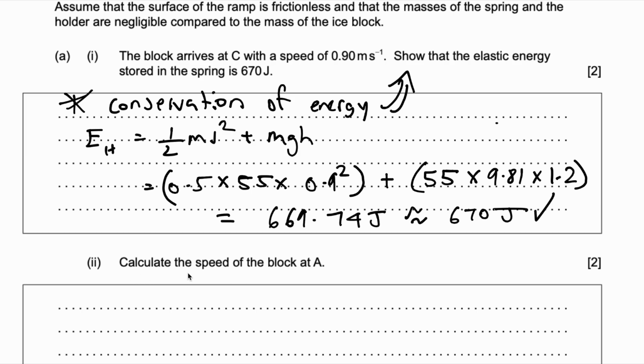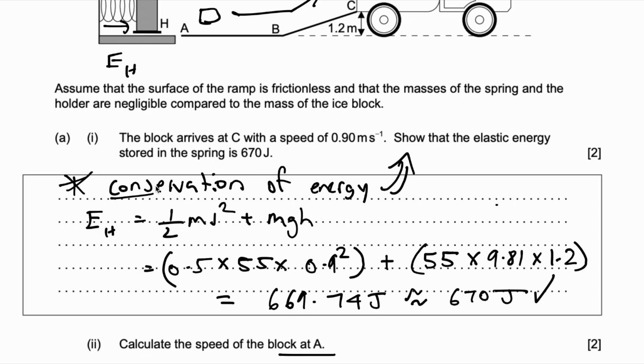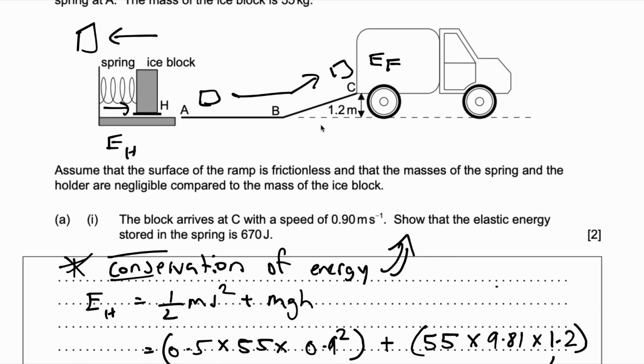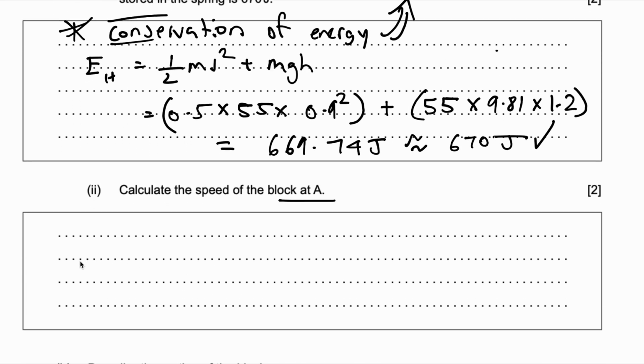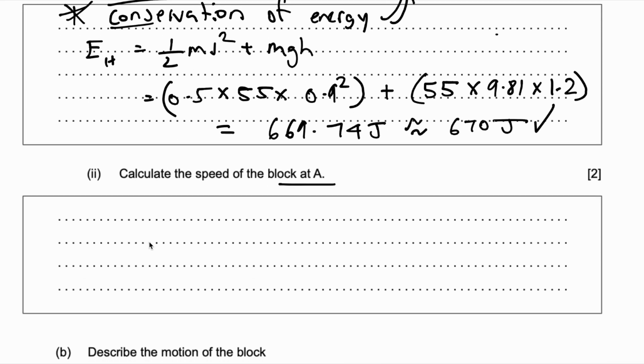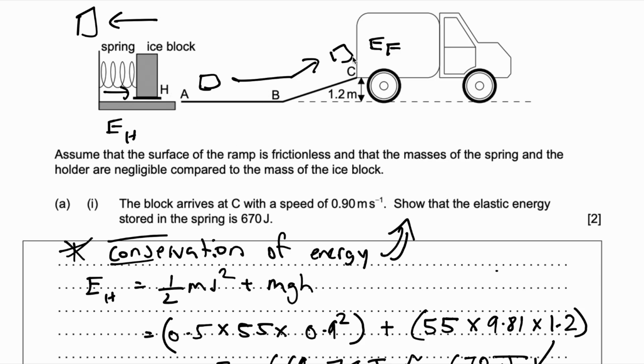Now they're asking us to calculate the speed of the block at A. Now this is really simple. We use the same idea, conservation of energy, in A2. What does that exactly mean? Well, at A, the block is going to have a certain amount of energy, and that energy of course is going to be equal to half mv squared. It's going to have only kinetic energy because the block is fully on the ground. As the block is fully on the ground and this is a frictionless ramp, no energy would have been lost.